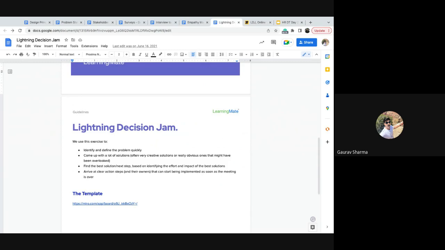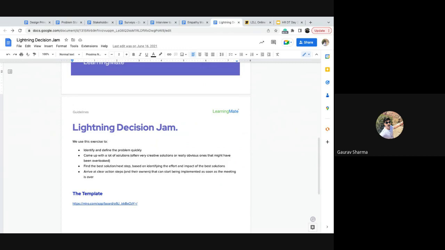Now, where does lightning decision jam help? It helps us identify and define the problem quickly, where all of us, right, the competency team is thinking something else, the delivery team is thinking about something else, the recruitment team is thinking about something else, the resource management team is talking about something else, and we all want to solve different problems. How do we come together and centralize ourselves on that one thing? This is where lightning decision jam really helps, right?